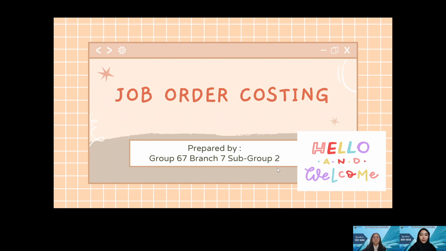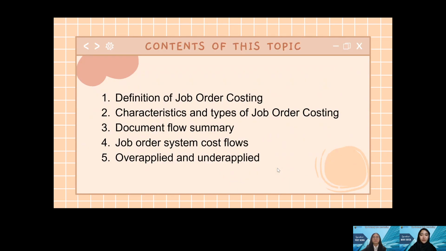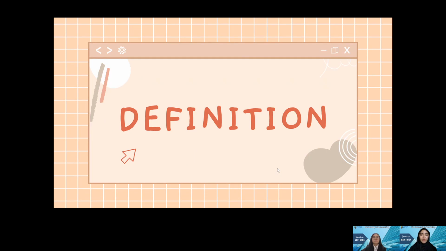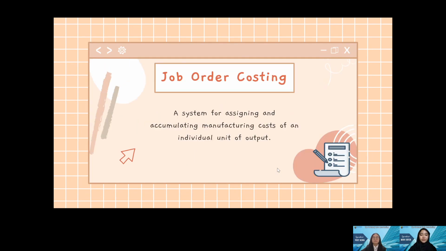The content of the topic will be the definition of job order costing, characteristic and type of job order costing, document flow summary, job order system cost flows, over-applied and under-applied. First, we will go through the definition of job order costing.